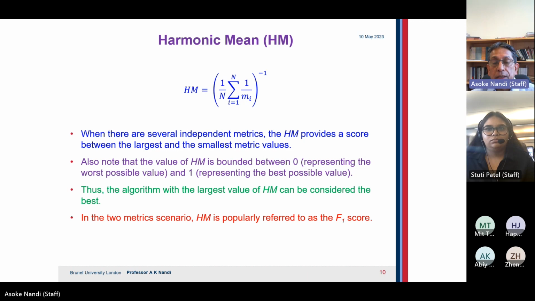So in the two metric scenario, HM is popularly known as the F1 score. And some of you may have used the F1 score, or have read papers which use the F1 score. So this is another way. So harmonic mean. But that's not the only one.